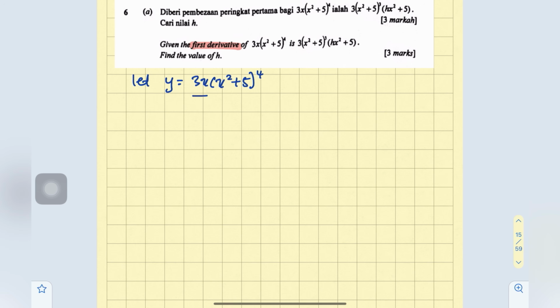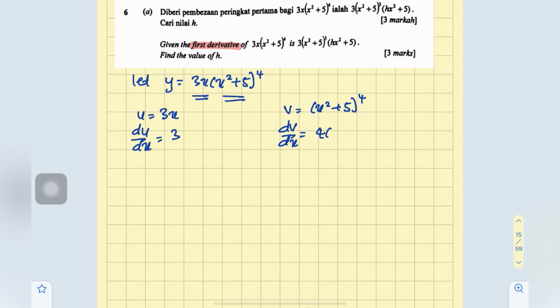Okay, so now is product of two functions. So kita gunakan product rule. So let's say u equals to 3x, u in terms of x differentiate, we will get du dx equals to 3. So v equals to x squared plus 5 power of 4. So v in terms of x differentiate, dv dx equals to 4x squared plus 5 cubed. Power will reduce by 1. So differentiate another time function in the bracket, 2x. Okay, so simplify 8x x squared plus 5 cubed.